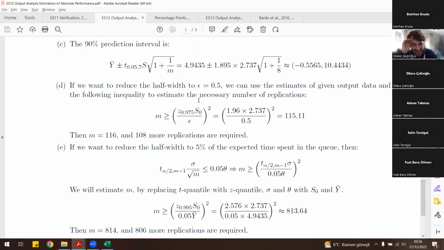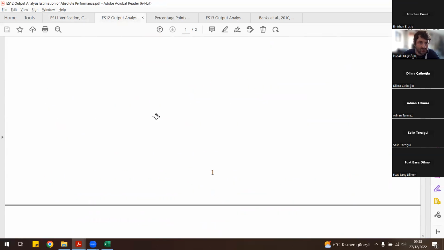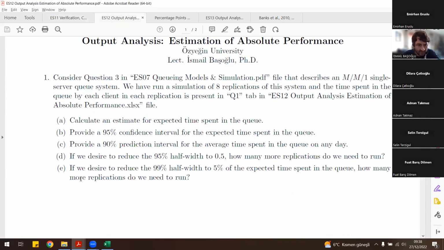Sorry, as small as 0.5, okay? Now, let's go back to the last part of the question, then we are going to give a break. If we desire to reduce the 99% half-width to 5% of the expected time spent in the queue, how many more replications do we need to run?